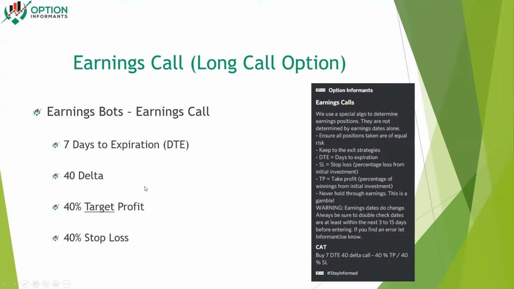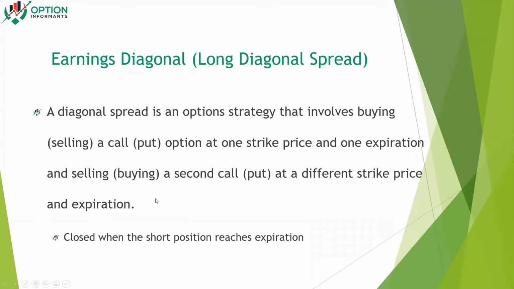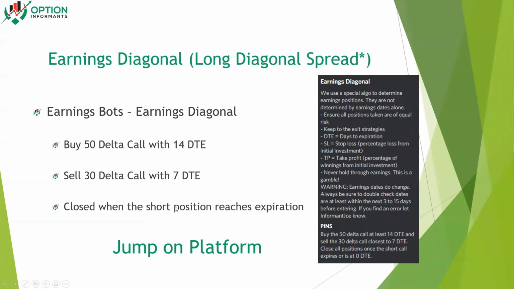Now, the second one real quick, and again, I'll show both of these in the platform in a bit. It's a diagonal spread. So this one, it's an option strategy that involves buying or selling a call at one strike price at one expiration, and then selling or buying a call at a different strike price. Now we are doing long diagonals. So what you're doing is you're selling the front and you're buying the back. And we exit this position when the short reaches expiration. And again, this is going to be confusing. Once we jump in the platform, it'll make a lot more sense.